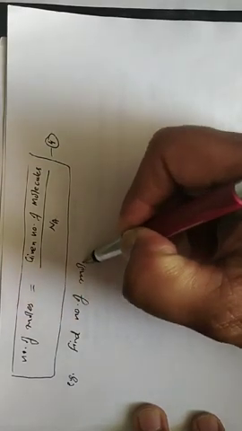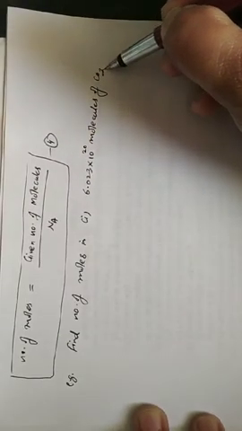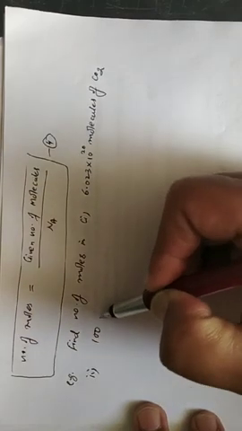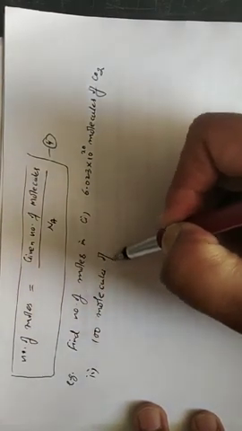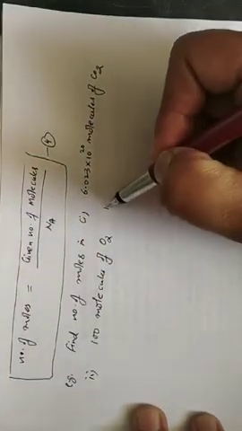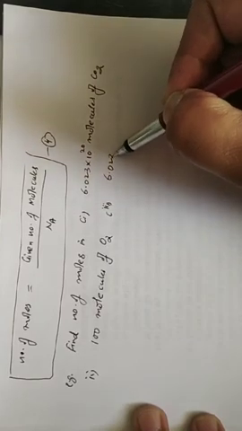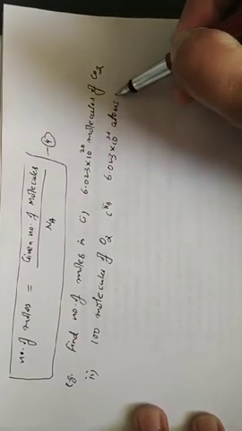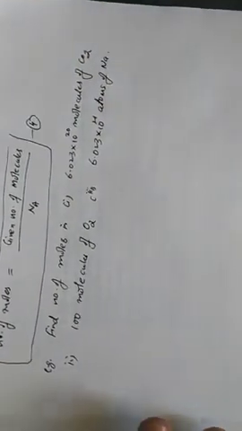So example, find number of moles. Number 1: 6.023 10^20 molecules of CO2. First problem. Second, 100 molecules of O2. Third, 6.023 10^23 atoms of sodium. So let's use this relation to find the number of moles.